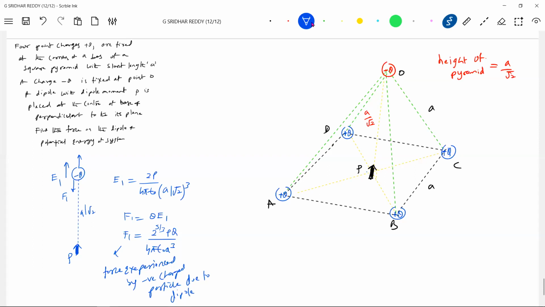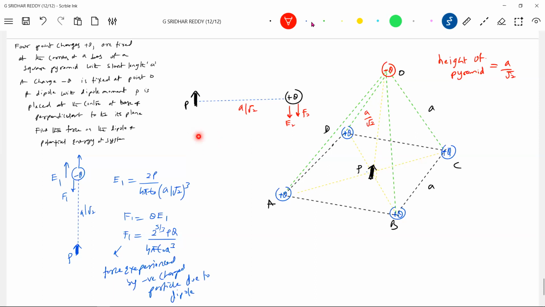Due to the dipole. What about the positive point charges which are there at the corners? They will be similar, like a short dipole. Now, the field will be in this direction. So the force will be F2, and we know this distance will be a by root 2. What direction will that force be? That force will be downward.